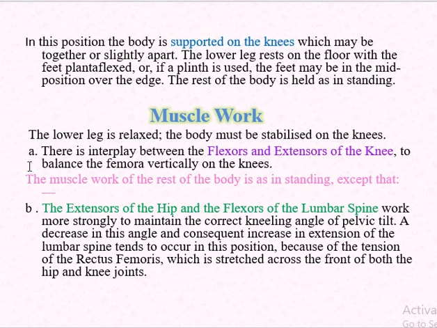Why does extension increase in the lumbar spine? Because of the tension in the anterior structures that are present in front of the hip and knee joint. And what muscle group is present in front of the hip and knee joint? That is quadriceps femoris, as you know well.